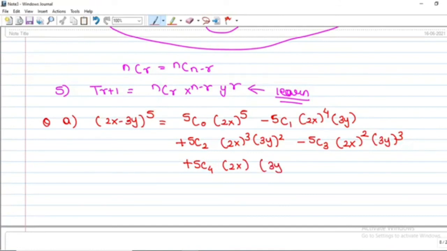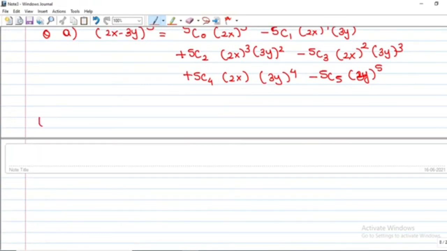And after this (3y) power 4, and the last thing 5C5, with a minus because it is an odd term, and here you can clearly see that 2x will not be there, only the y term will be there, which is (3y) to the power 5. So this was the expansion. Now we are not going to evaluate, substituting the values, finding 2 power 5. My main purpose was to make you comfortable in expansion. Now the second expansion which we are going to do: (3x minus 2y) power 4.